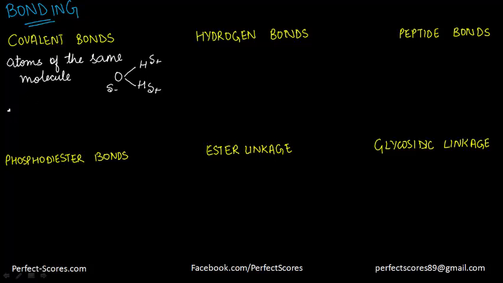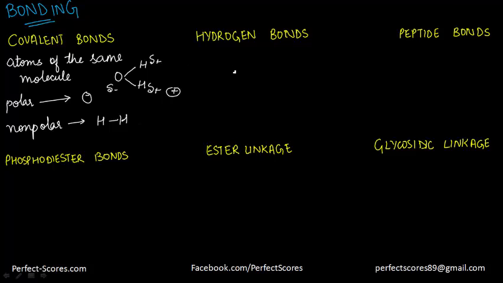So covalent bonds can exist between polar molecules, for example water, where you have one negative side and the other is a positive side. And these covalent bonds can also exist between non-polar molecules, for example, hydrogen gas. There is no polarity between them, so it's a simple non-polar covalent bond.